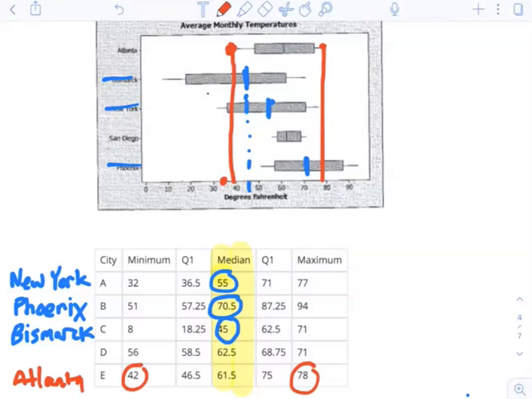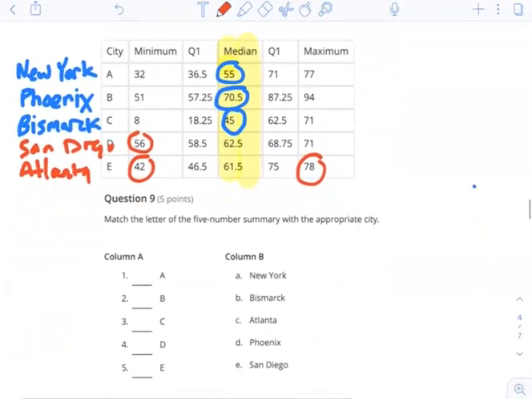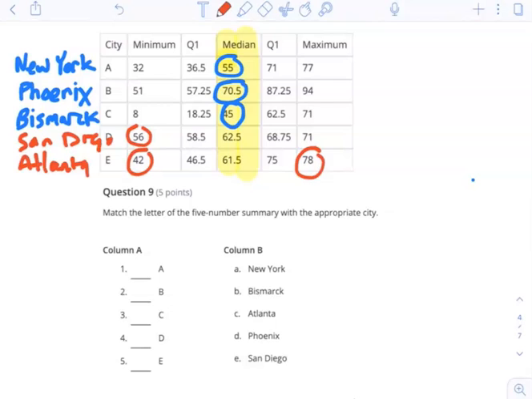And then the one that's left is San Diego. And that makes sense because the minimum for that one is 56, which is right about here. And then we have 71 for our max, which is right about here. So that's what I would go with for this one. So just to recap, we had that A was New York. We had that B was Phoenix. We had C being Bismarck. We had D, San Diego, and E, Atlanta.